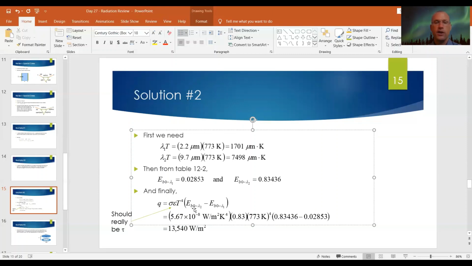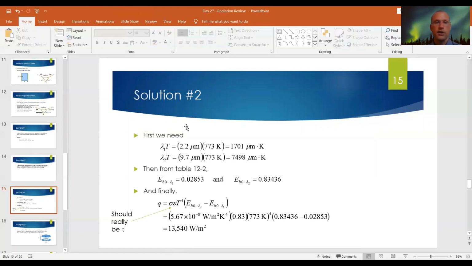And then these fractions, 0.834 minus 0.285, gives me a grand total of 13,540 watts per square meter coming through that emerald. So again, there's one example of the kind of calculation you need to do, a few steps, but not too long.